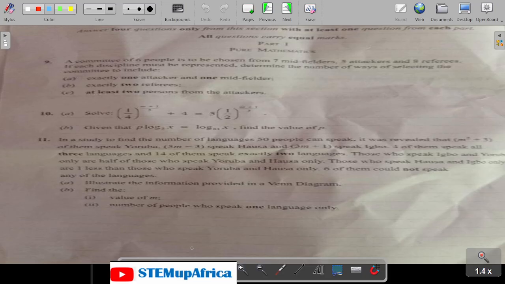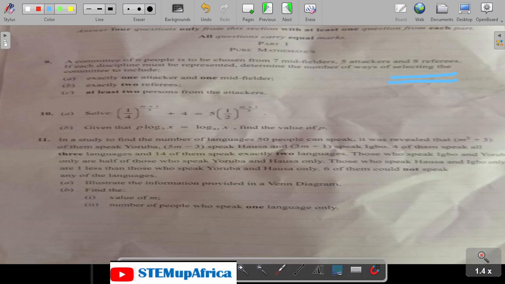So how do you choose them from a committee of 6? Determine the number of ways of selecting the committee to include exactly 1 attacker and 1 midfielder. Please take note. Remember, I was saying in our first video, selection means combination. So this question is all about combination. Let's take note of the number of midfielders, attackers, and referees: midfielder 7, attacker 5, referee 8.